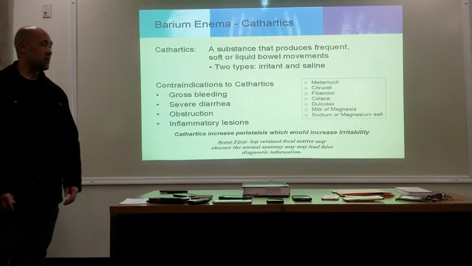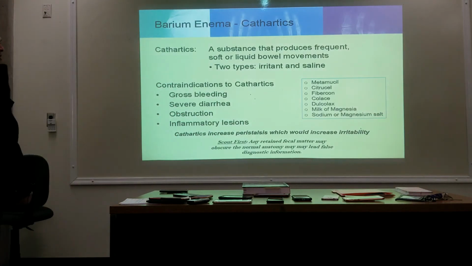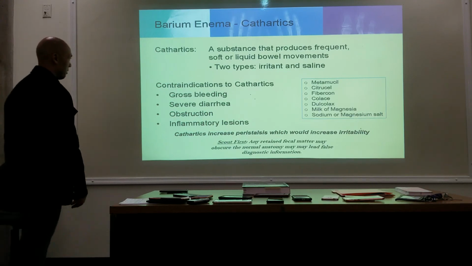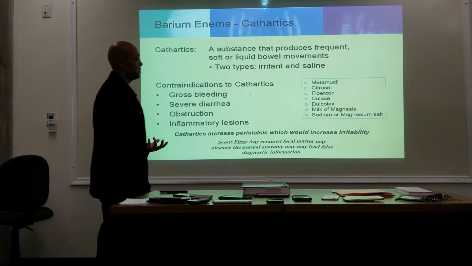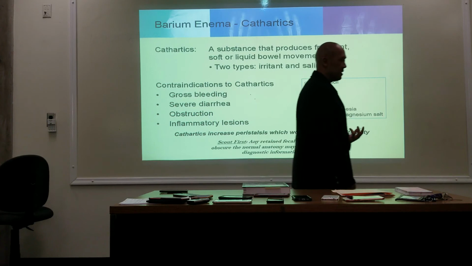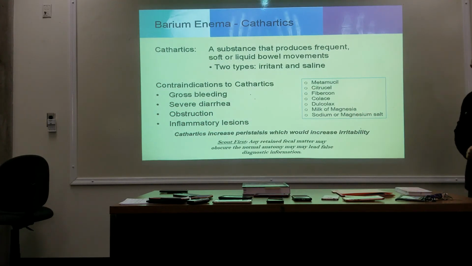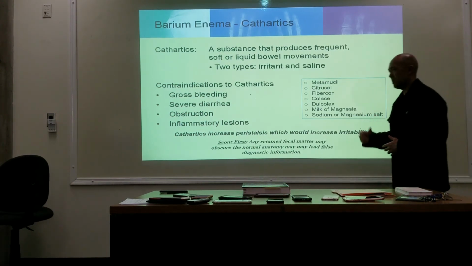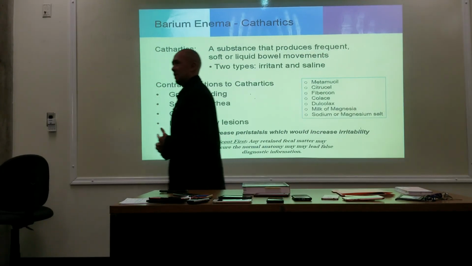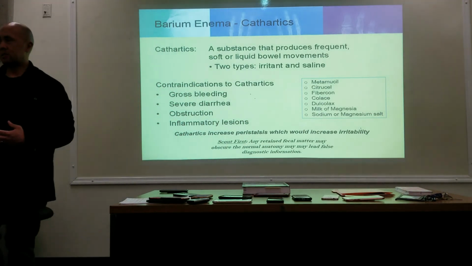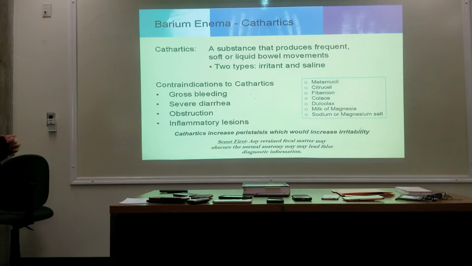So cathartics are substances that produce frequent soft or liquid bowel movements. There are two types: irritants and saline. What I've done is list the most common types of laxatives on the market. These are not the generic names, these are all brand names. Metamucil, Citracel, Fibercon, etc.